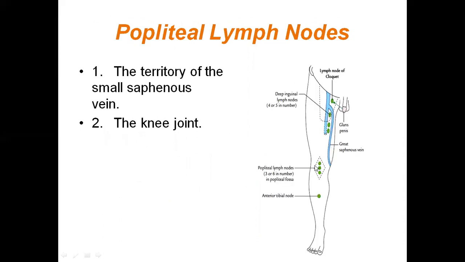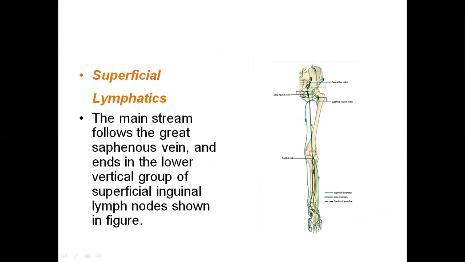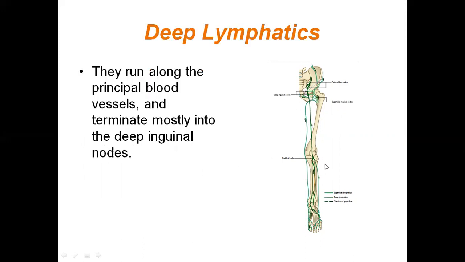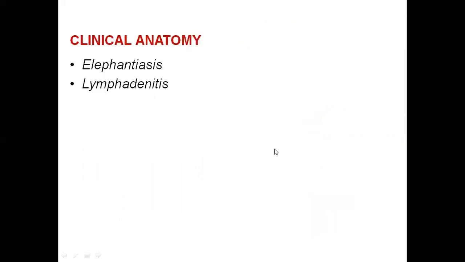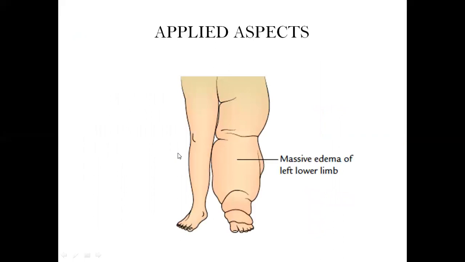The popliteal lymph nodes drain the territory of the small saphenous vein and knee joint. In the superficial lymphatics, the mainstream follows the great saphenous vein, as I'm showing you with the arrow, and ends in the lower vertical group of superficial inguinal lymph nodes. The deep lymphatics flow along the principal blood vessels and terminate mostly in the deep inguinal lymph nodes.